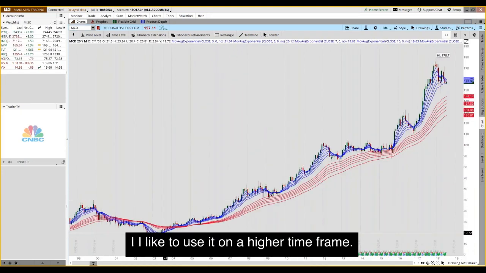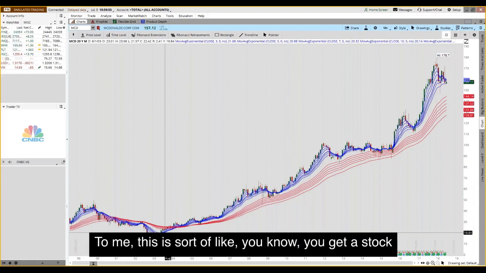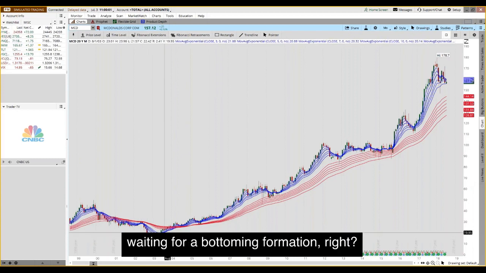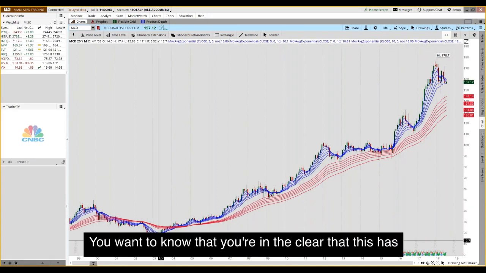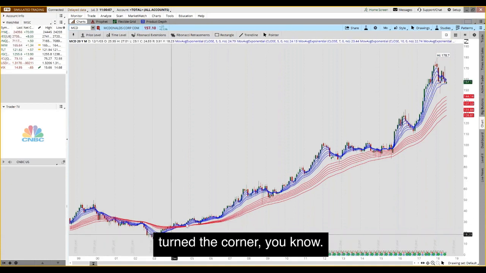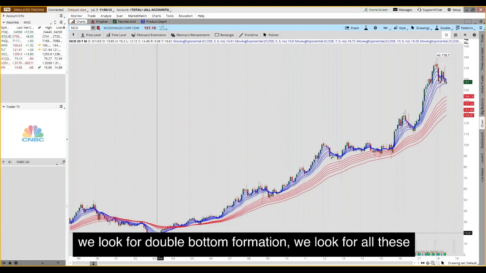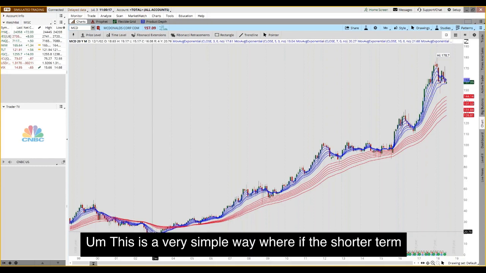I like to use it on a higher time frame. To me, this is sort of like, you get a stock that's beaten up and you're waiting for a bottoming formation, right? You want to know that you're in the clear, that this has turned the corner. So traditionally we look for higher lows, higher highs. We look for double bottom formation. We look for all these sorts of things, right?